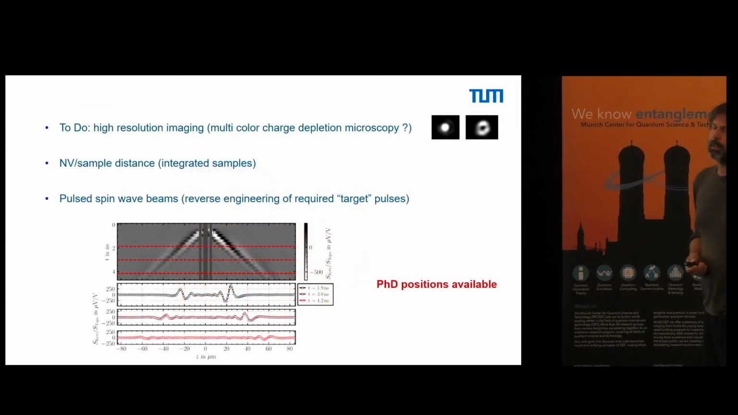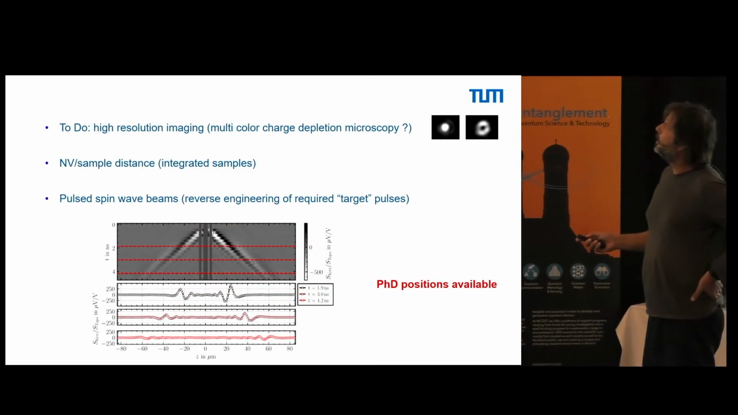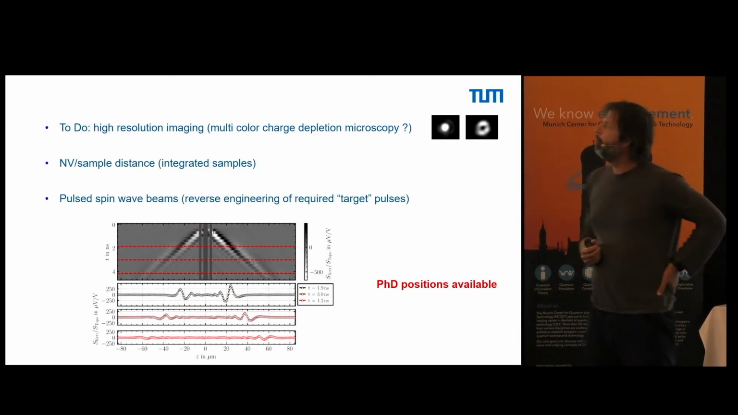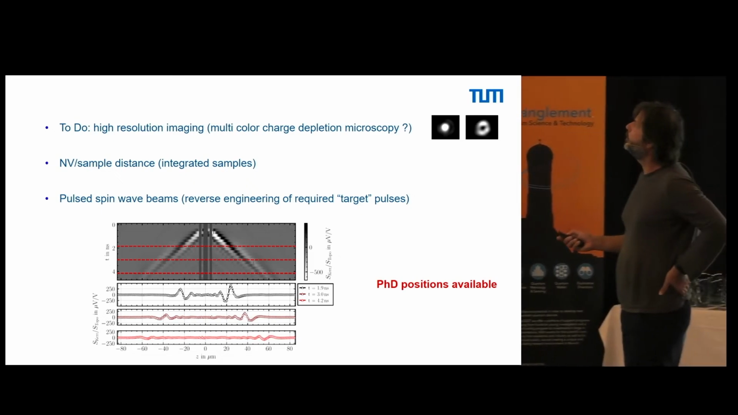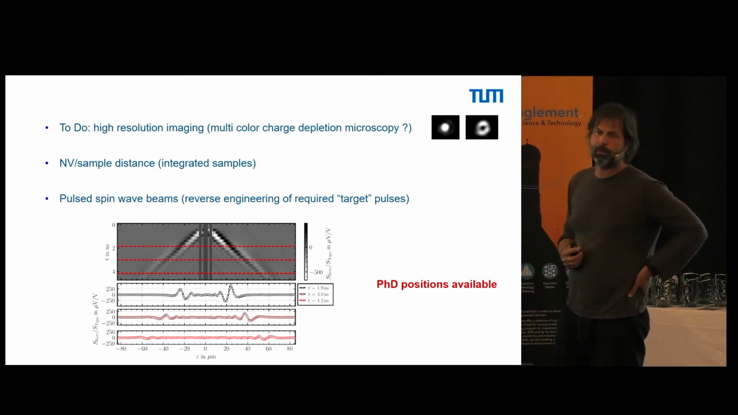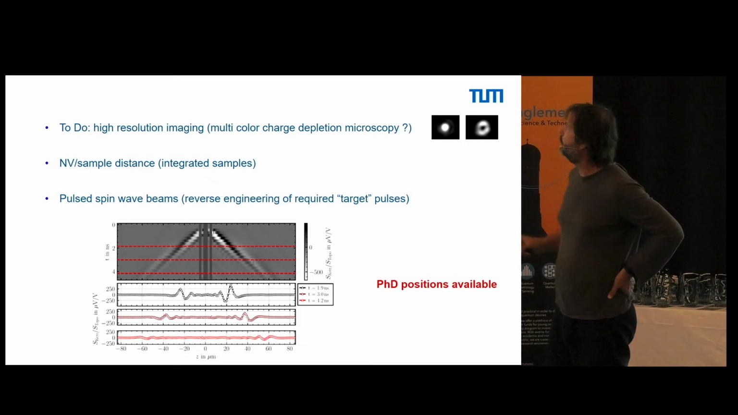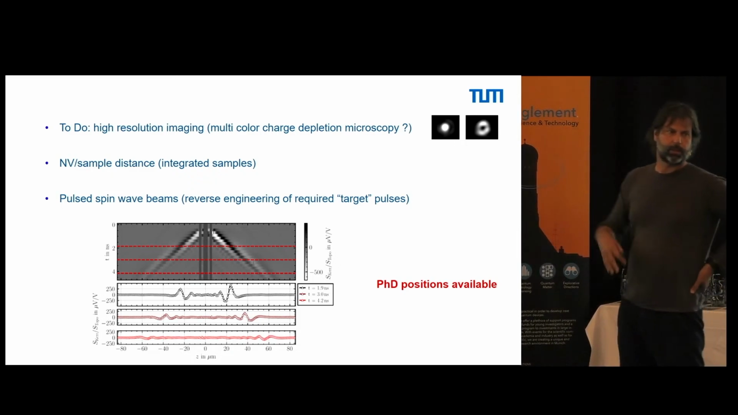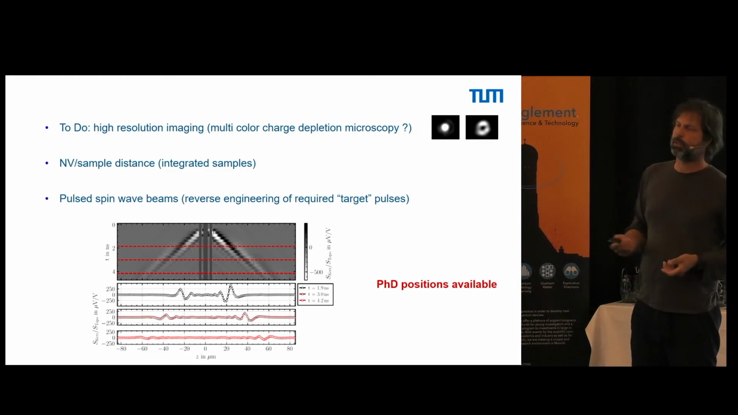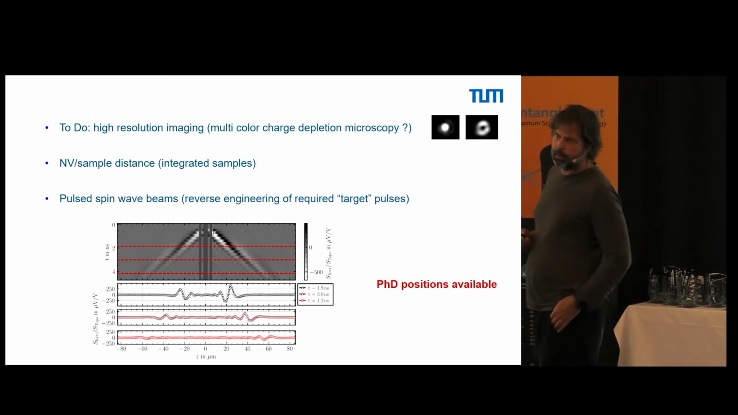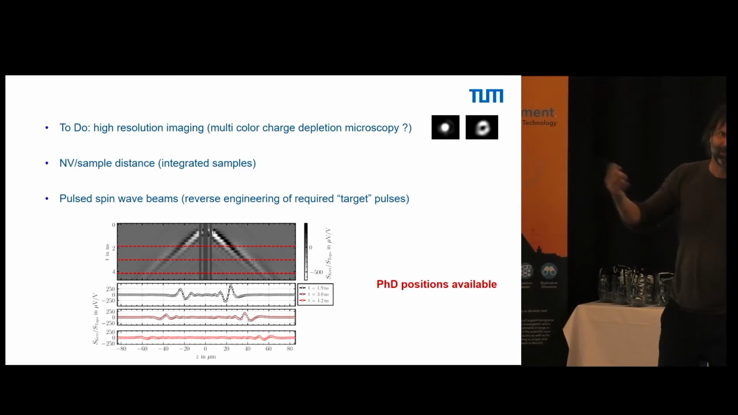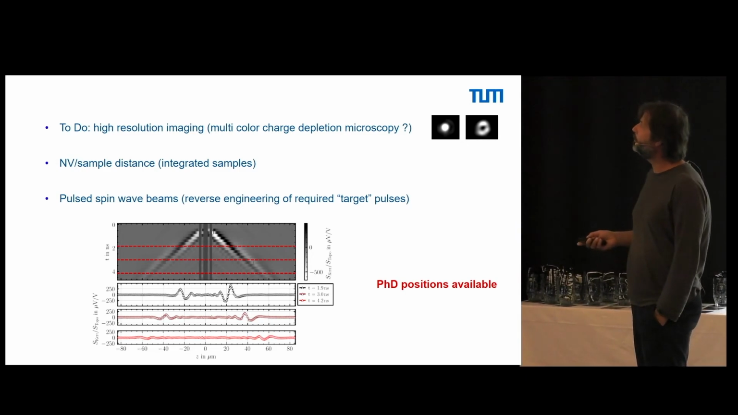Okay, with this I'm at the end. So what is to do? Well, we need high resolution. That's a bit tricky. There are some approaches doing multicolored charge depletion microscopy, and we actually started doing this, so we shine in some donut-shaped beams and some excitation beams to quench the excitation in some regions, but this will for sure not give us a larger signal than just illuminating with red and green.